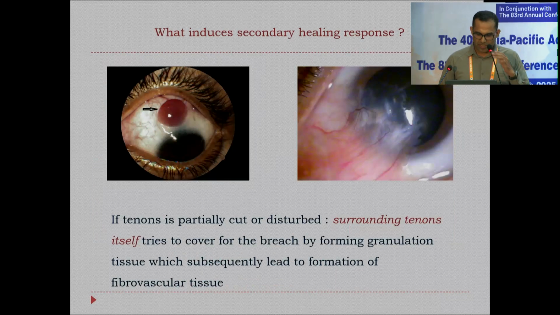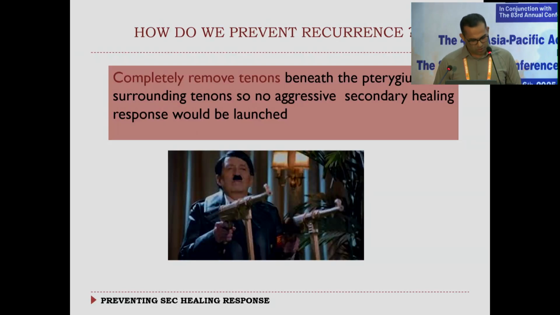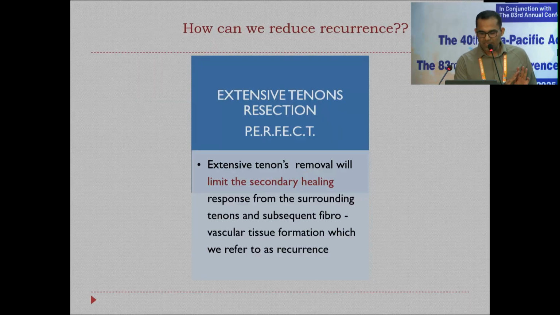So what can we do about it? If the healthy Tenon's, or the Tenon's surrounding the pterygium tissue, is the culprit behind healing with secondary intention and formation of fibrovascular tissue, then we have to go aggressively and remove the complete Tenon's beneath the pterygium, from the superior rectus up to the inferior rectus up to the medial rectus. Everywhere we have to remove the Tenon's. Then there is nothing left to respond, because Tenon's is the one which forms the granulation tissue, induces the healing effect, and forms the recurrence. So what the perfect technique is about is extended pterygium removal and extended conjunctival autograft.